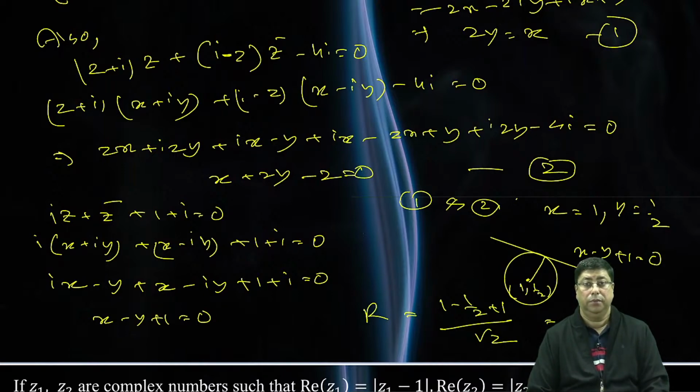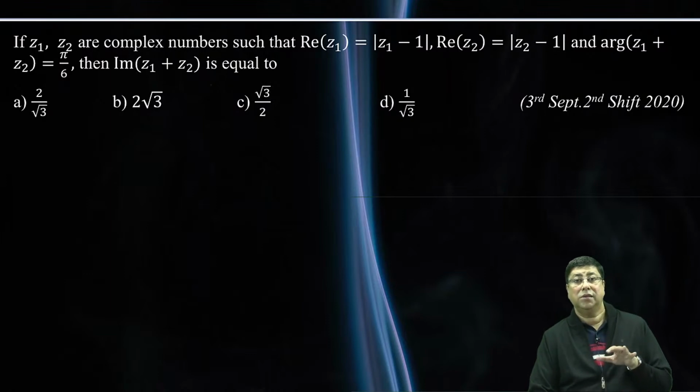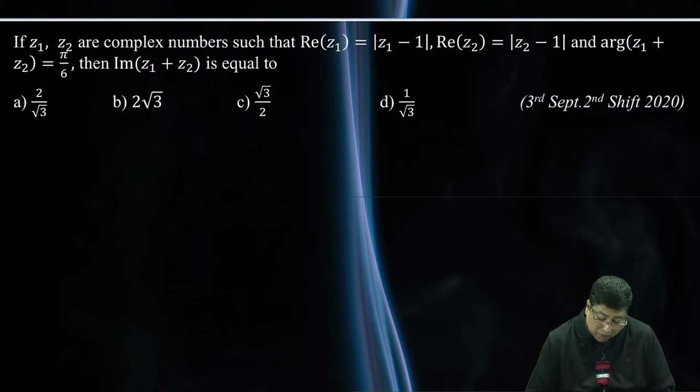Let's go to the next sum. If z1 and z2 are complex numbers such that real z1 equals mod of z1 minus 1 and real z2 equals mod of z2 minus 1, and argument of (z1 plus z2) equals pi by 6, then we have to find the imaginary part of z1 plus z2. A complex number has two parts: one is the real part, one is the imaginary part. Real z means x, and imaginary z means y.